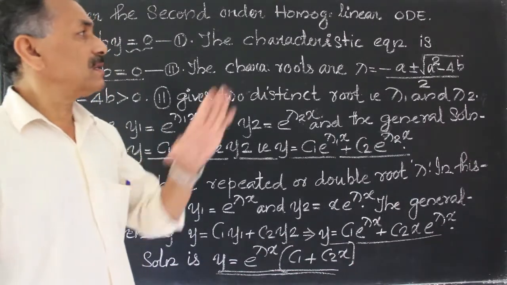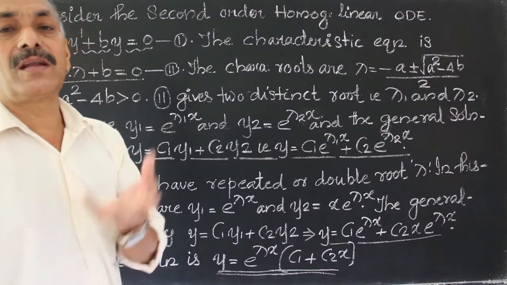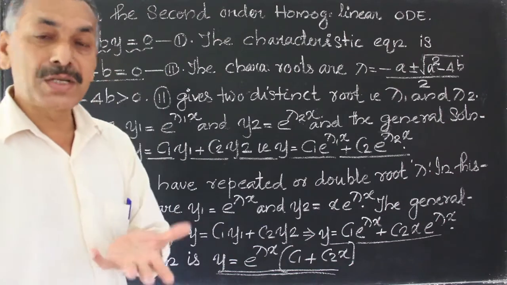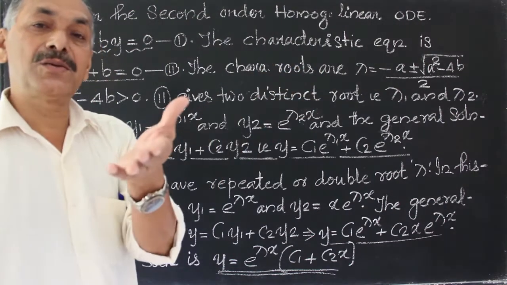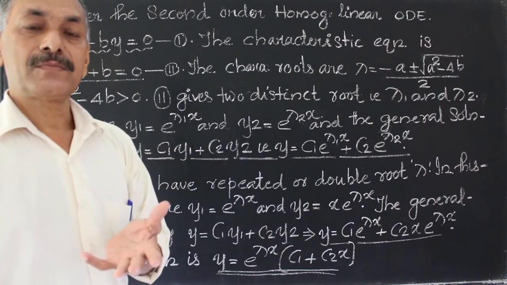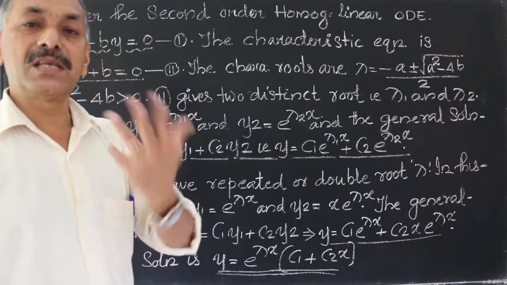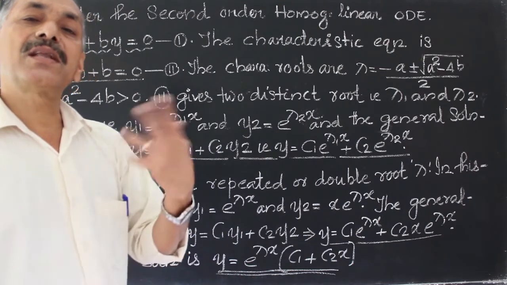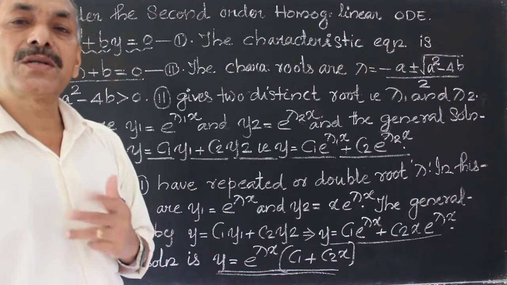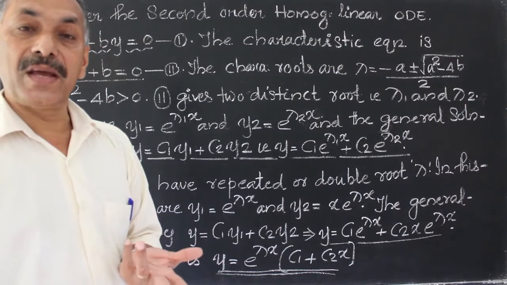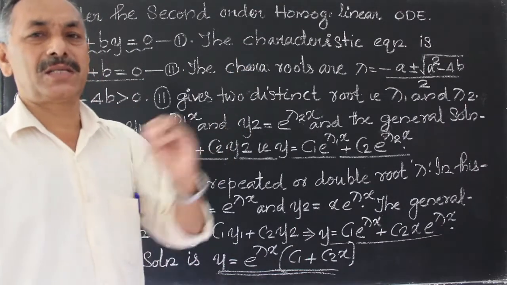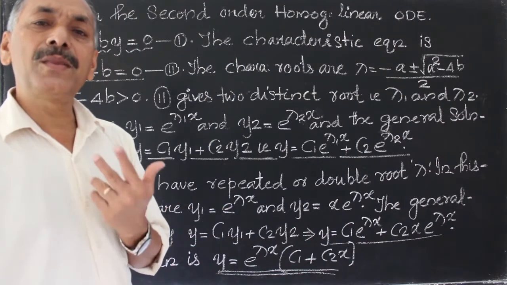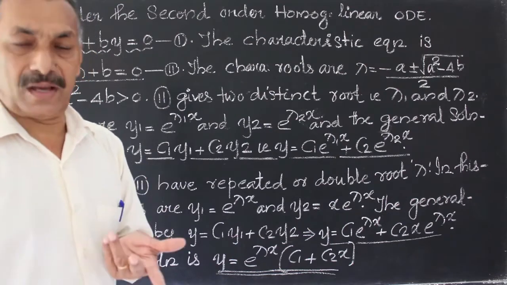For the characteristic equation, the solutions depend on a square minus 4b being positive, zero or negative. If there are distinct roots lambda 1 and lambda 2, the solutions are y1 is equal to e raised to lambda 1 x and y2 is equal to e raised to lambda 2 x. For a repeated root, the solutions are one e raised to lambda x and the other x e raised to lambda x.